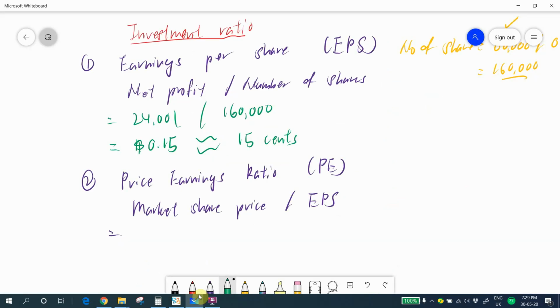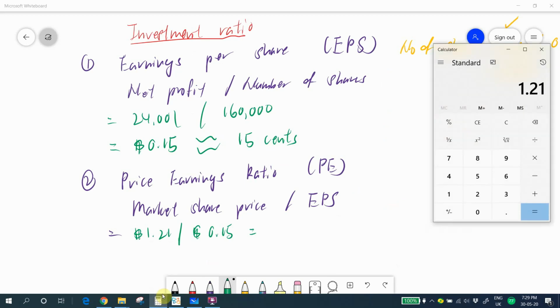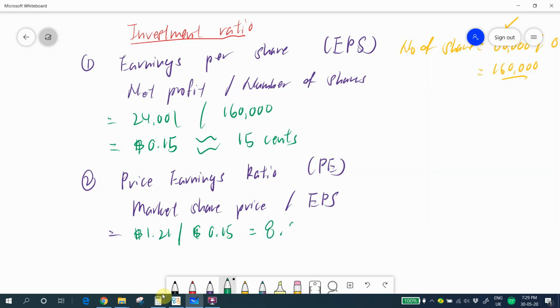So we use 1.21 divided by 0.15. So our answer is 8.07 times. It means that by investing in this company at the price of 1 ringgit and 21 cents, and every year we assume that the company maintains its earnings, which is 15 cents per year, in 8 years' time we can fully recover our investment in this company.